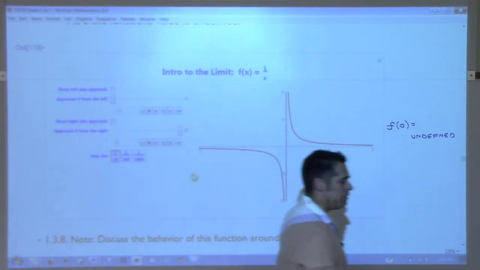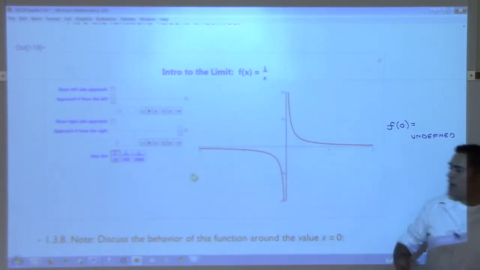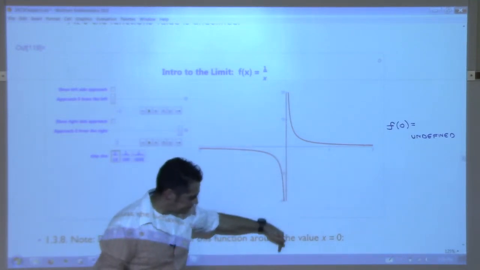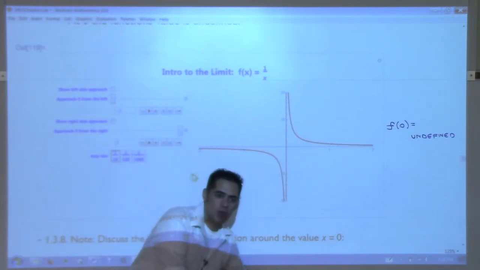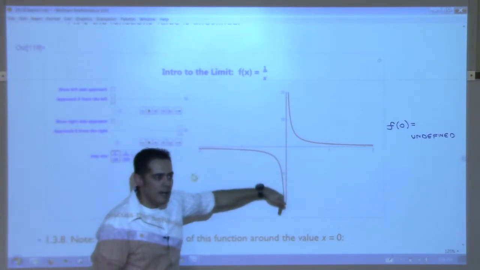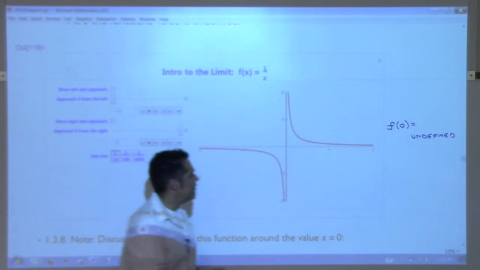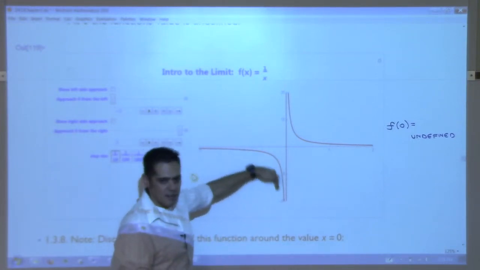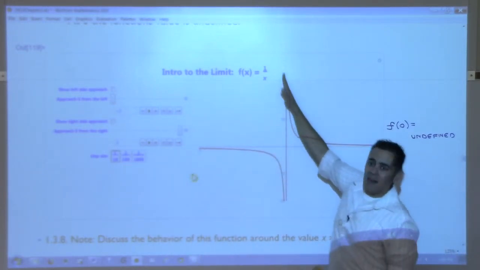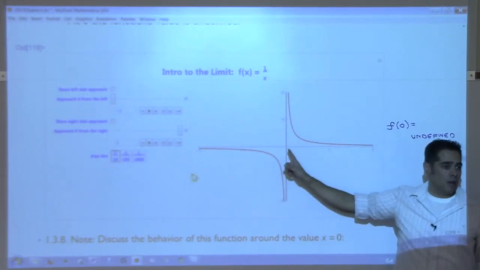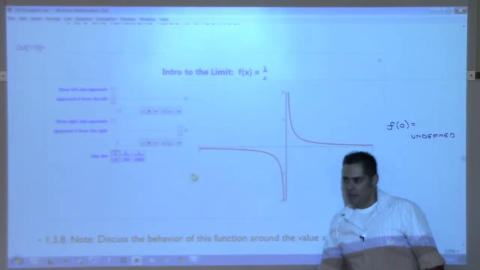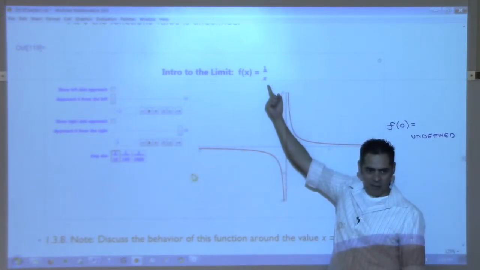What happens as we approach 0 from the left-hand side? Tell me what my y coordinate is doing. Negative infinity. So from the left-hand side, this function is diving down to negative infinity. From the right-hand side, it's going up to positive infinity. So here, f of 0 is undefined. The limit as we come in from the left is headed to negative infinity. The limit as we come in from the right is headed to positive infinity.